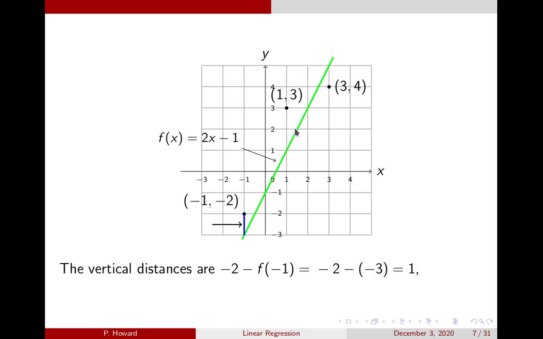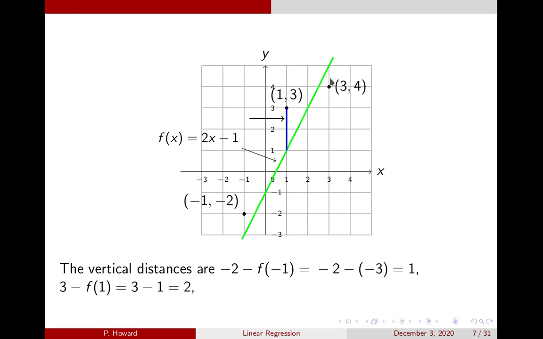Okay, for the second vertical distance, we are taking the height of the point, which is 3, the second coordinate, and we are subtracting the height of the graph, which is f of 1, the height of the graph above 1. 3 minus f of 1. If you plug 1 into the formula for f, you get 2 minus 1 equals 1. So we will be doing 3 minus 1, which is 2.